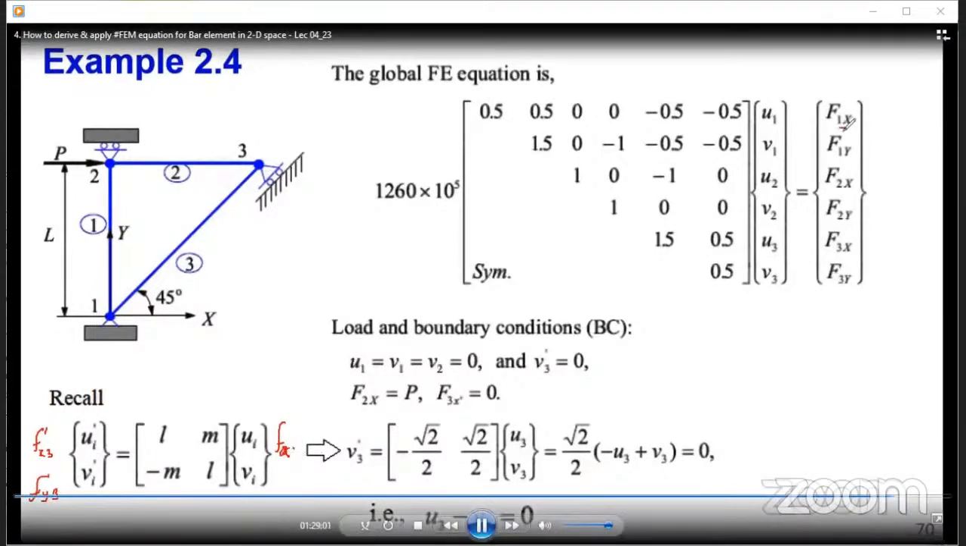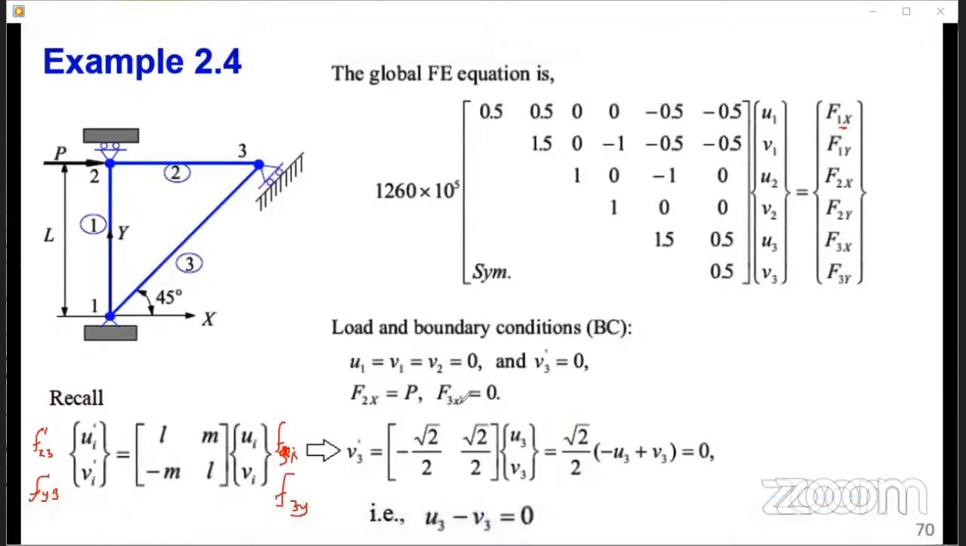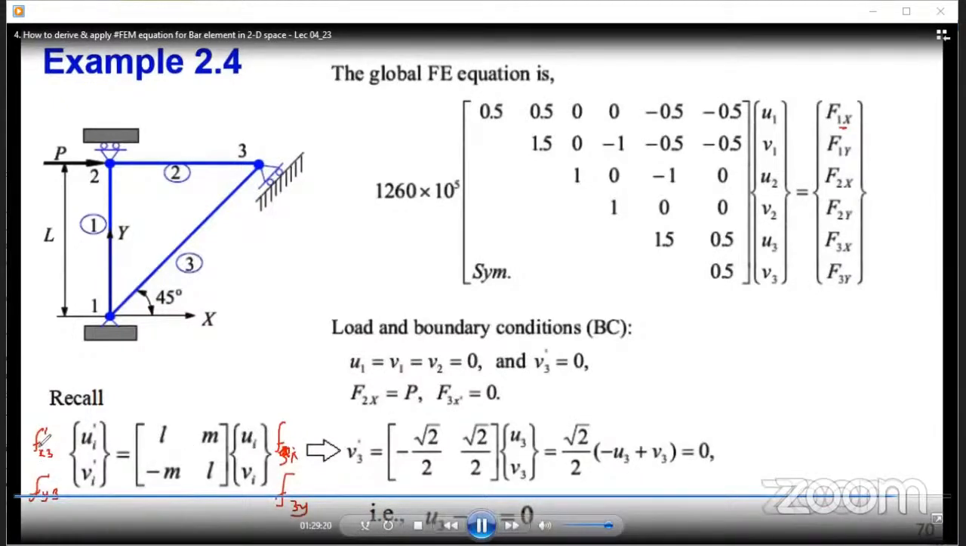Let me not interchange the name. So you're saying it's F in node 3 in X direction, F in node 3 in Y direction. What are you given? It's X in node 3 in X direction. We are given the top row. So use the top row to get the equation that relates the local quantity to global quantity.